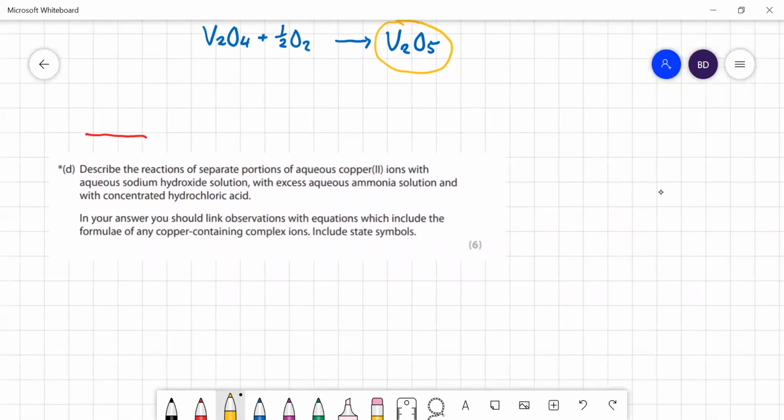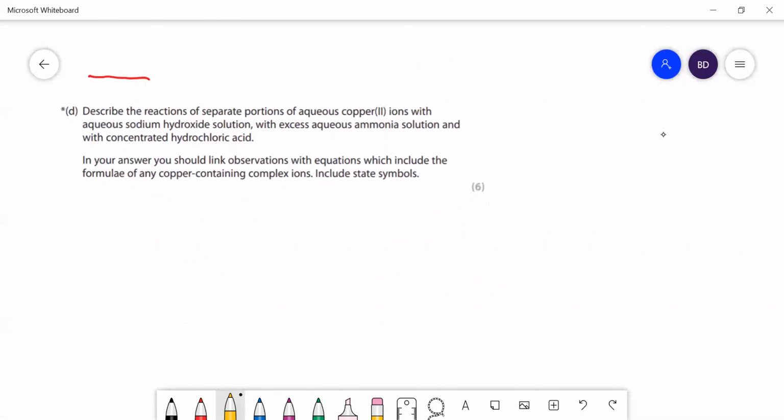Describe the reactions of separate portions of aqueous copper 2 ions with aqueous sodium hydroxide, with excess aqueous ammonia, and with concentrated hydrochloric acid. So we want copper 2 ions, and of course in solution they are going to be hexaaqua, [Cu(H2O)6]2+. With hydrochloric acid, what's going to react is the chloride ligand. Your answer should link observations with equations and include the formula of any copper complex ions, including state symbols. Let's do the sodium hydroxide first.